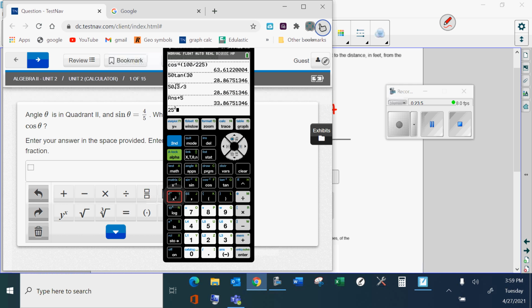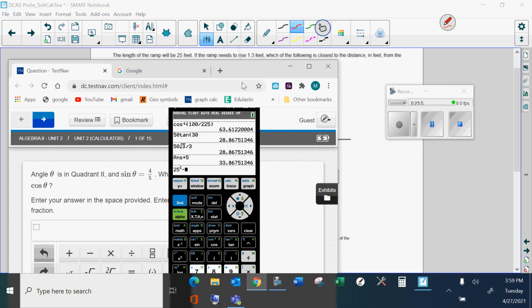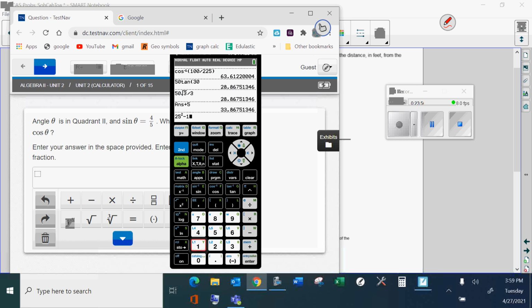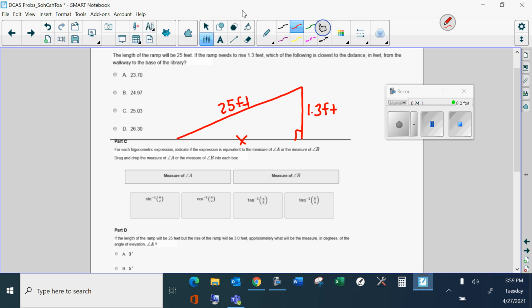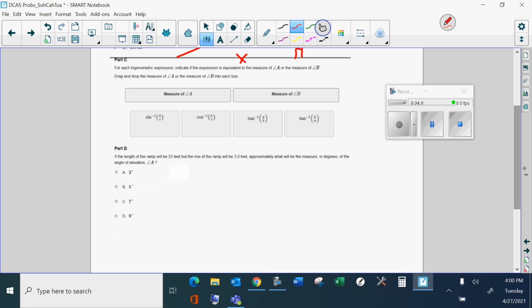25 squared minus 1.3 squared equals that, and we can take the square root of it. Square root of the answer. You get 24.9697, which is basically 25 feet. Right there, 24.97. There you go. Okay. See all this trig. You've got to know your trig. That's why I'm making this whole video, to go through all these types.